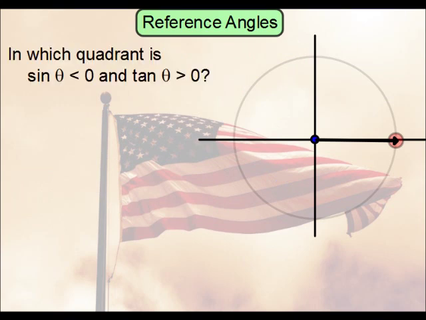Okay, let's take a sidebar here. Let's say you're given something like this. In which quadrant is the sine less than 0 and the tangent greater than 0? In other words, where's the sine negative and the tangent positive? Well, these are the quadrants, 1, 2, 3, and 4. And to determine this, you'll need to keep this in mind.